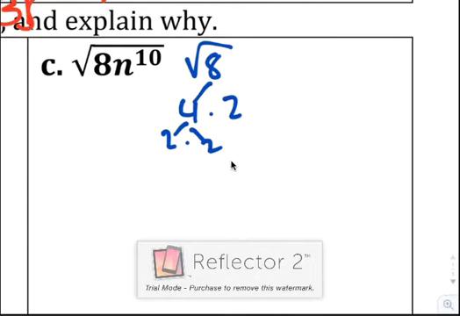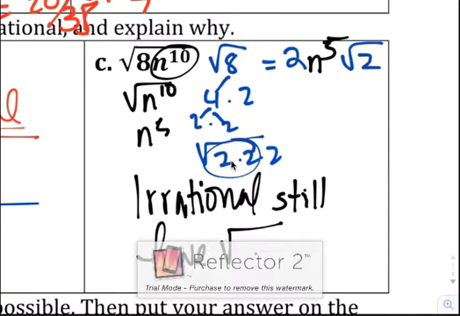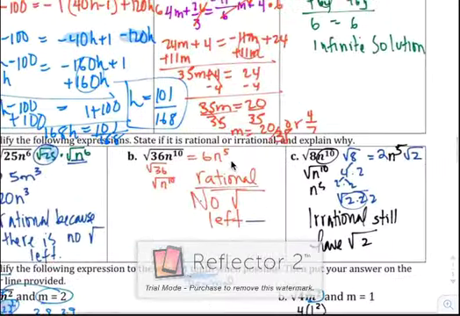And then we've got n to the 10th, which is n to the 5th. So 2 square root of 2 n to the 5th. This is irrational. We still have the radical sign because of the radical 2. It's not a perfect square. You can't factor it anymore.